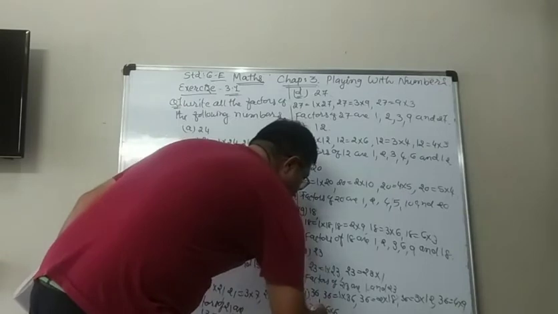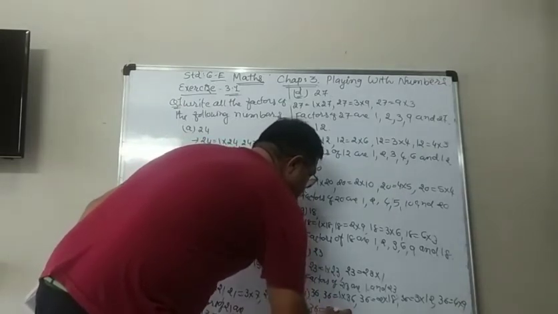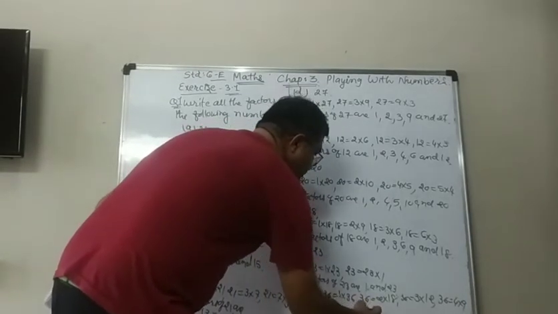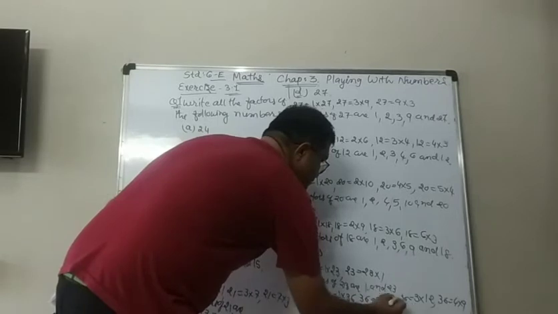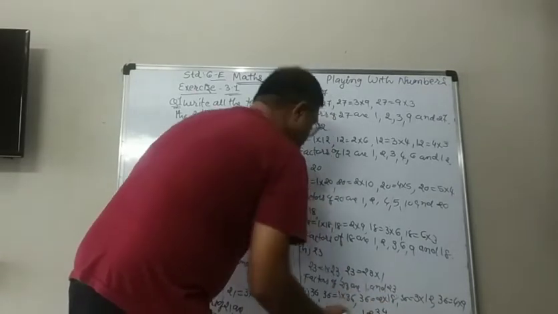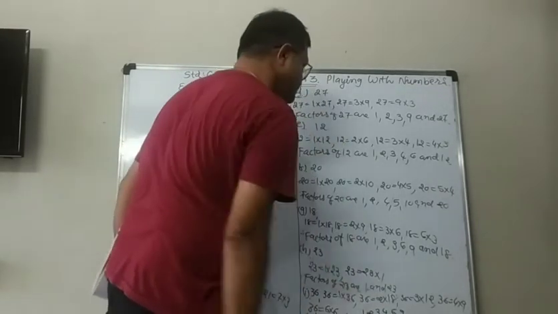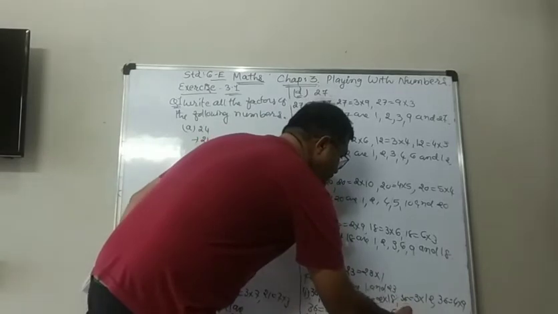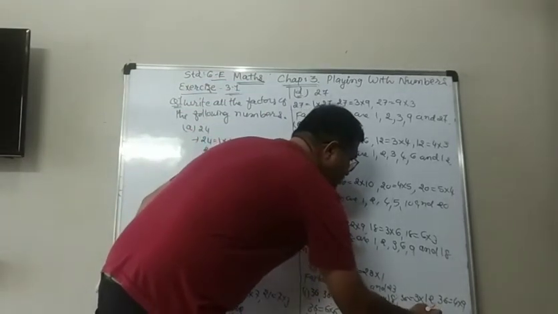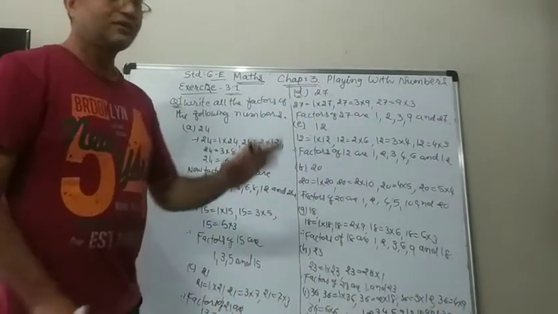So factors of 36 are 1, 2, 3 also, 4 also, then 6, then 9, then 12, then 18 and 36. There are lots of factors of 36.